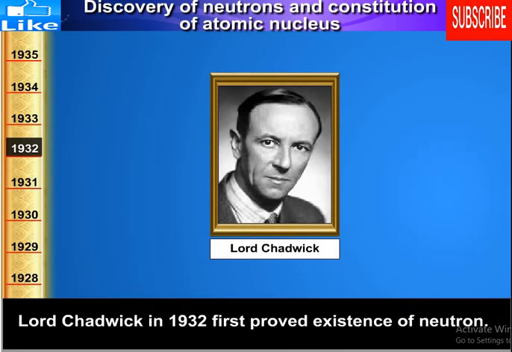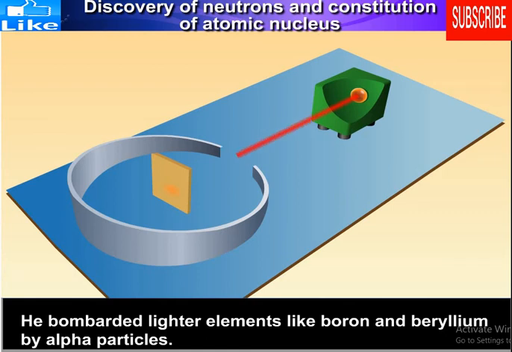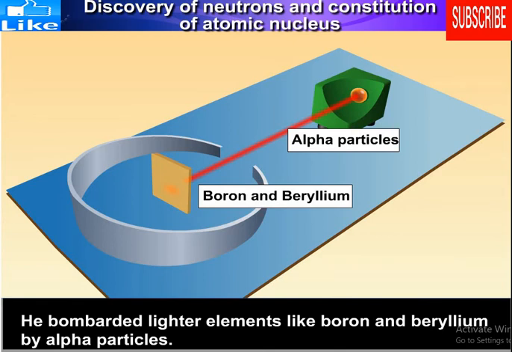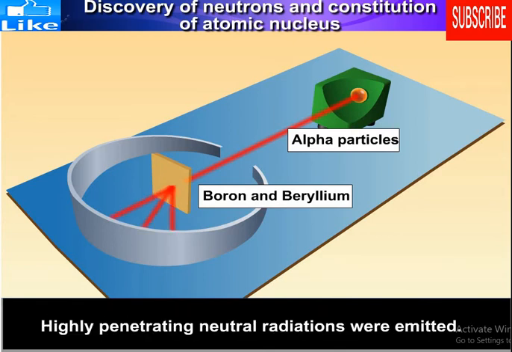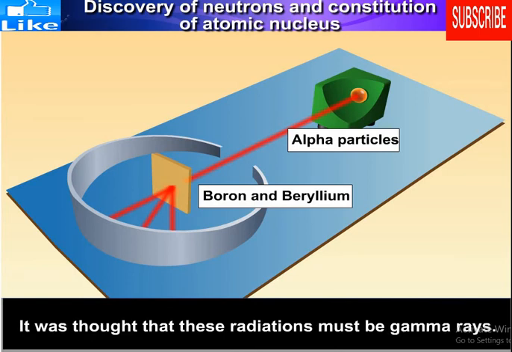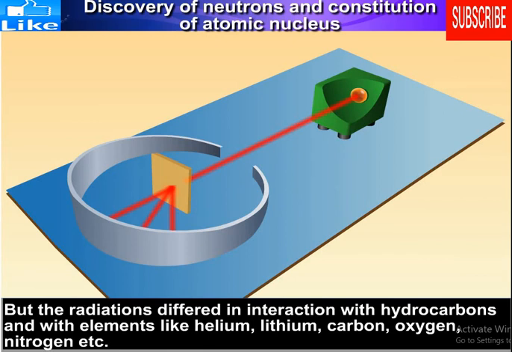Chadwick, in 1932, first proved existence of neutron. He bombarded lighter elements, like boron and beryllium, by alpha particles. Highly penetrating, neutral radiations were emitted. It was thought that these radiations must be gamma rays. But the radiations differed in interaction with hydrocarbons and with elements like helium, lithium, carbon, oxygen, nitrogen, etc.